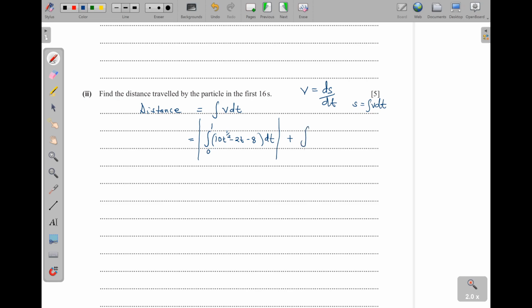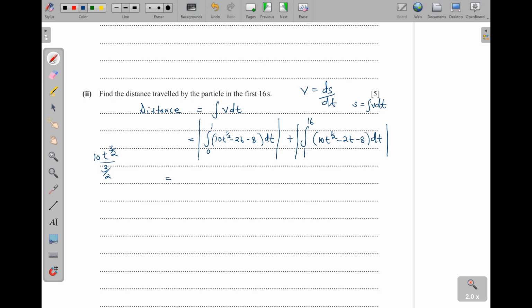Then integrate from 1 now to 16. Also the same 10t power half minus 2t minus 8 with respect to t. You also put this one in the modulus signs. You don't know which one is negative, okay? Now when we integrate, you increase the power by 1, you divide by the new power. So we shall get, this is t power 3 over 2, then over 3 over 2. And here you have 10.